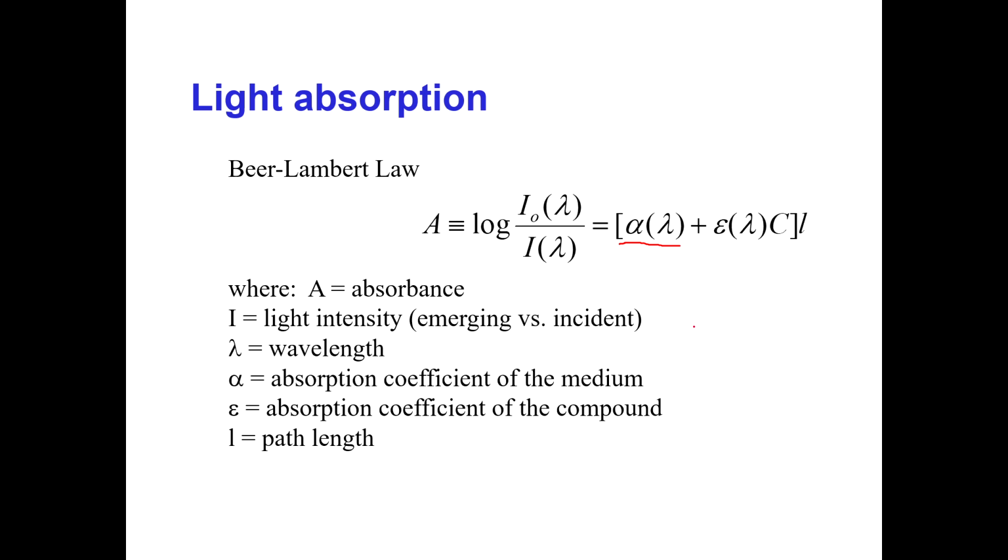So our Beer-Lambert law is important. What it's telling us is that some of the light that's hitting is going to be absorbed by the medium here, and only some of it will be absorbed by our chemical. And we need to think about that. How much of the light actually is received by our chemical, and how much of it is screened out by the medium that we're in?